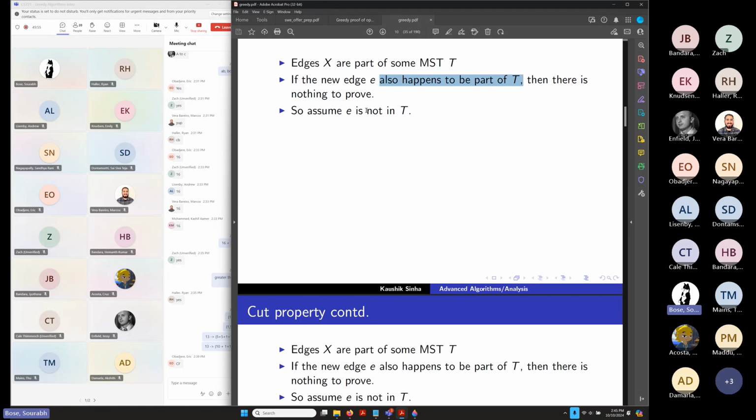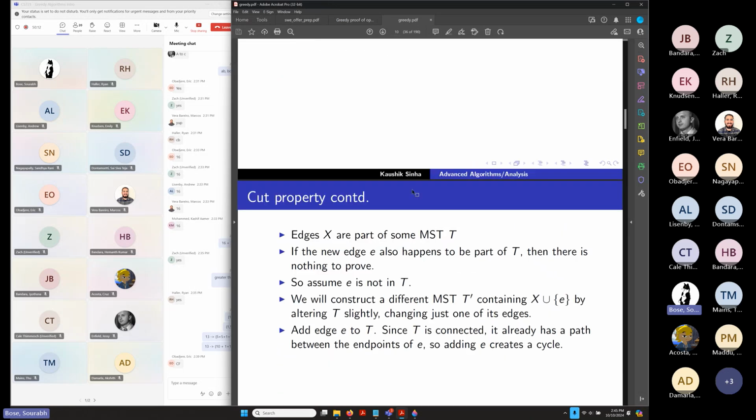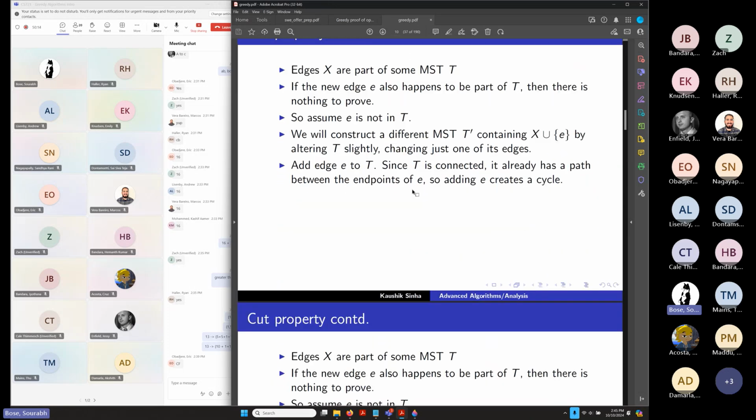But if E is not in this tree, then you will construct a different minimum spanning tree T prime, where we add this edge to the set of edges. We are altering the original tree by creating this T prime by adding just one edge. And once we add it, we know that we will create a cycle. Can you guys tell me why?